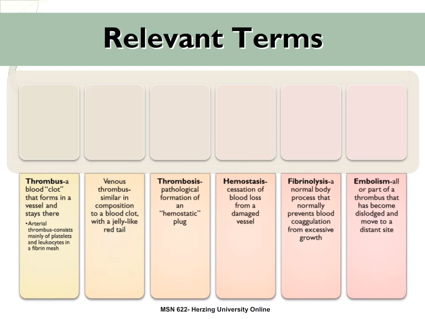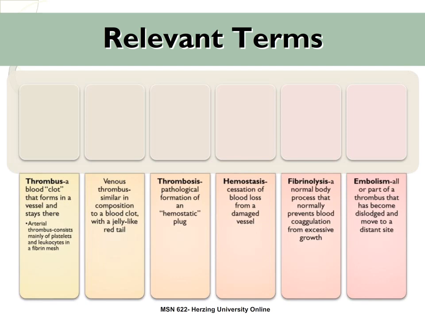First, let's look at some relevant terms. Hemostasis is the cessation of blood loss from a damaged vessel. Thrombosis is a pathological formation of a hemostatic plug, and a thrombus is a blood clot that forms within a vessel and stays there. An arterial thrombus consists mainly of platelets and leukocytes within a fibrin meshwork, and a venous thrombus is similar in composition to a blood clot with a jelly-like red tail.